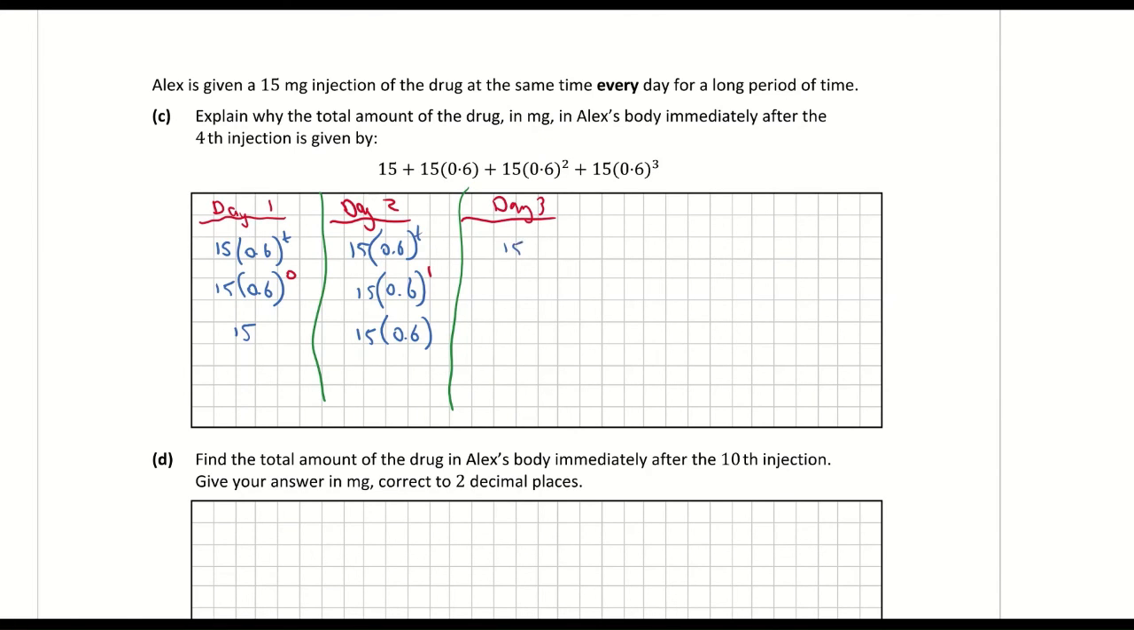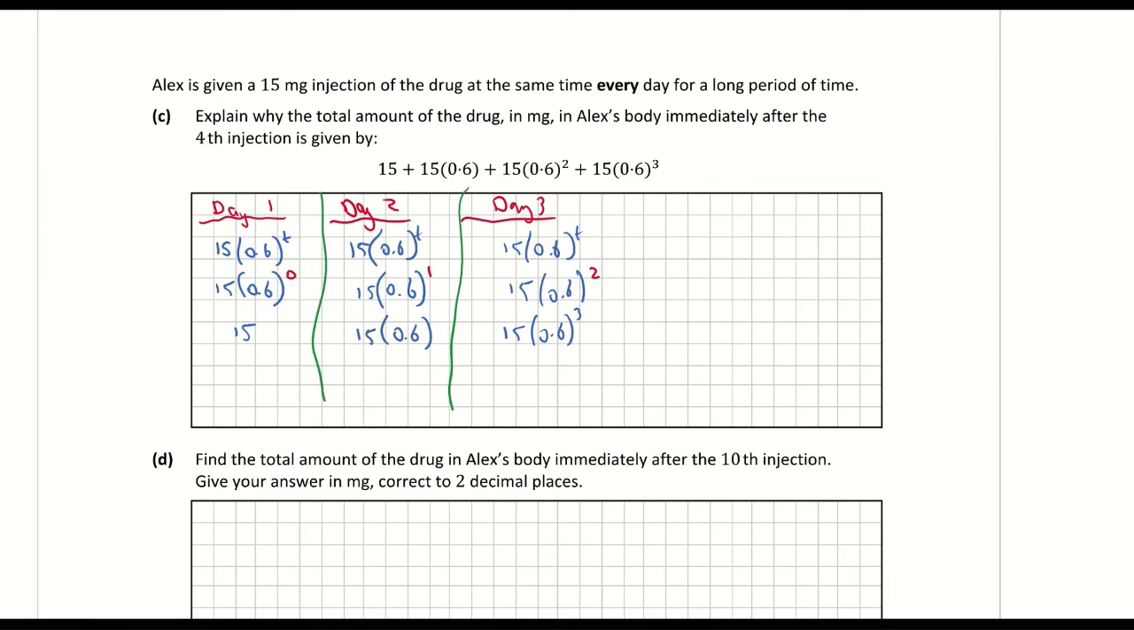Again, taking my function, 15 times 0.6 to the power of t. I'm looking at day 3, so I'm putting it to the power of 2. See how my powers don't actually match the day, because day 1 was to the power of 0. And that's giving me 15 times 0.6 to the power of 3.